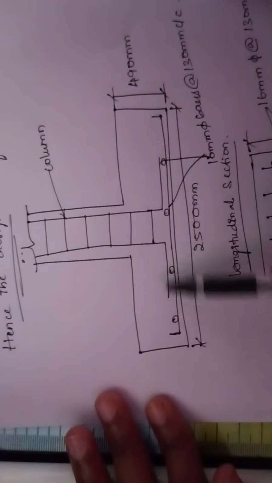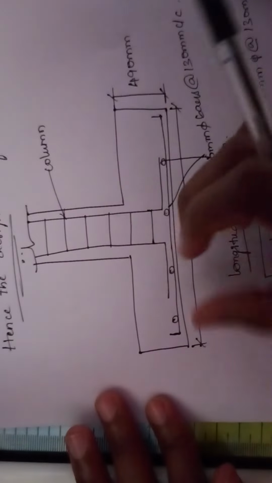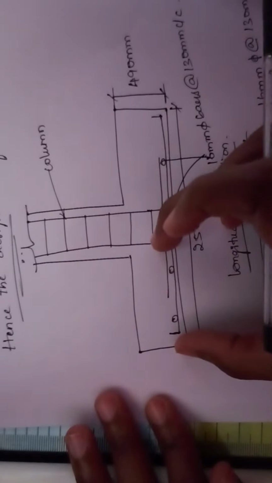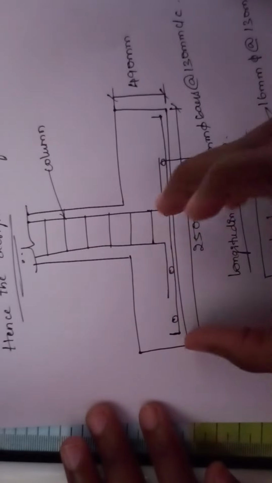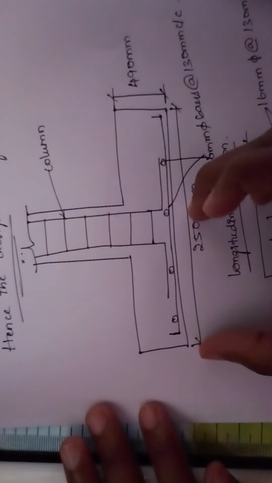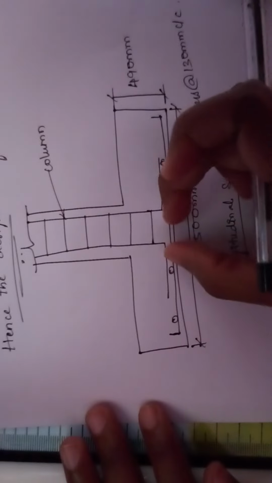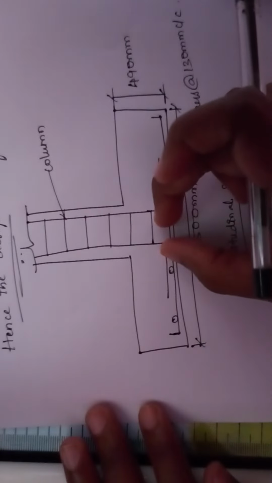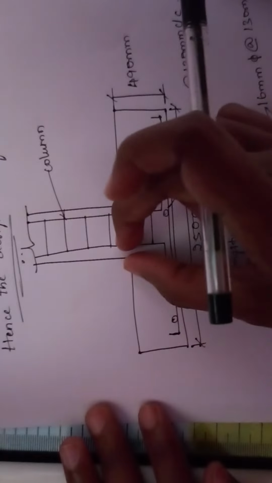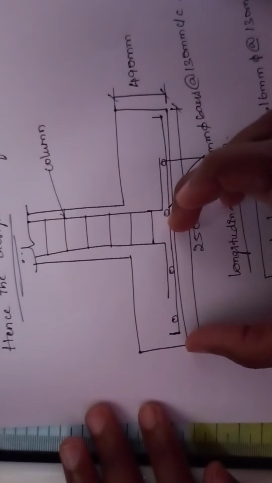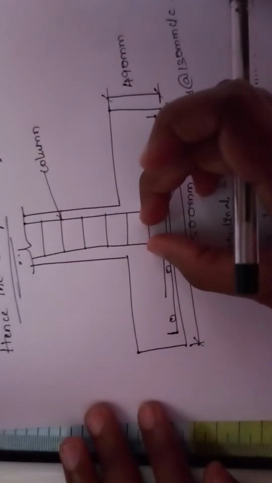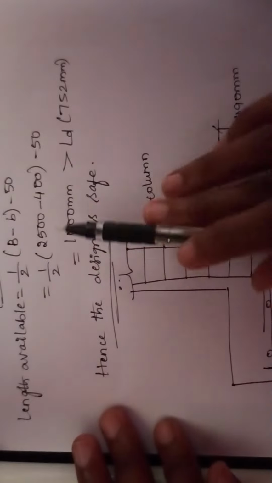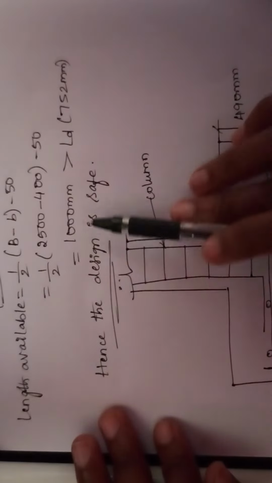Whatever length is left out or available on any side from the center has to be found out. From the center means we first take half of the length, then subtract half of the column dimension, then the effective cover. Half length gives you 2.5 by 2, then half of the column is this, then minus the effective cover. That is what I have written here. On simplifying this, I got a value of 1000 mm.